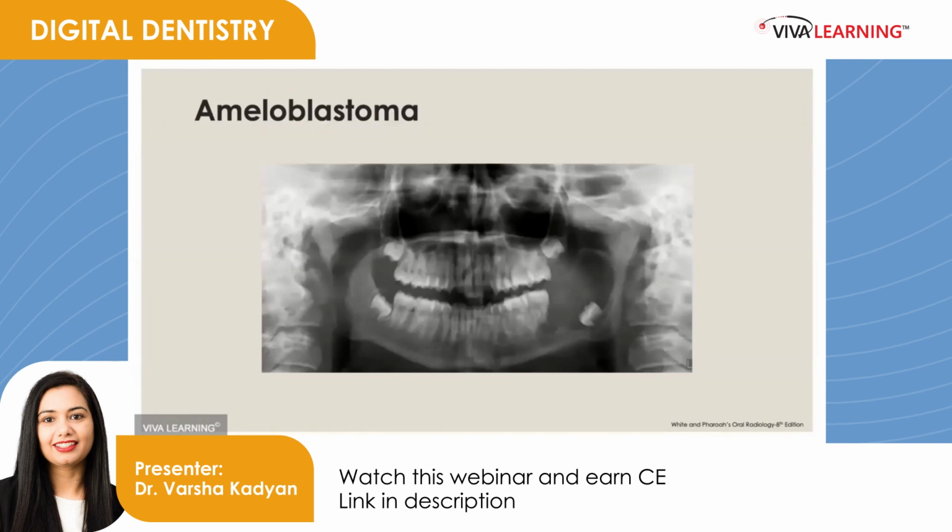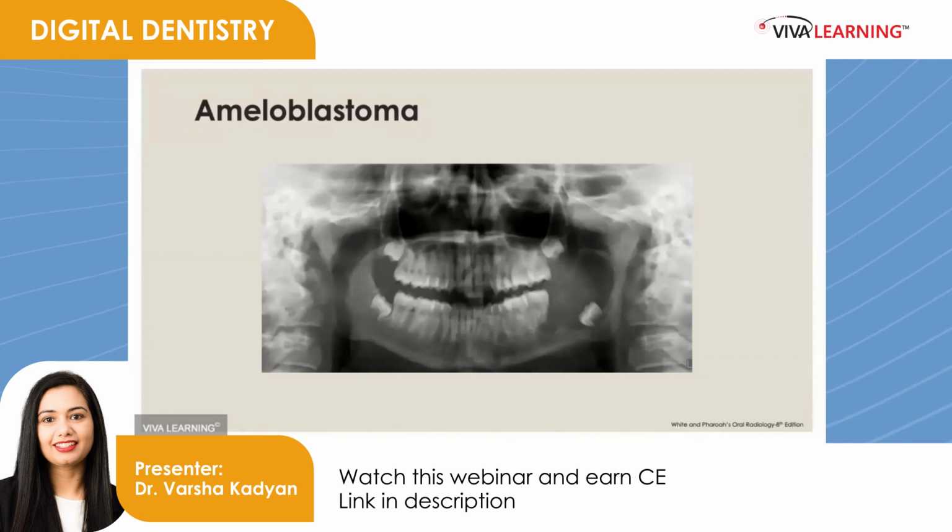Ameloblastomas are by far the most common odontogenic neoplasms. This neoplasm arises from odontogenic epithelium derived from the remnants of the dental papilla and the enamel organ. They grow very slowly and are usually asymptomatic in early stages, but as the lesion increases in size, they result in facial asymmetry.